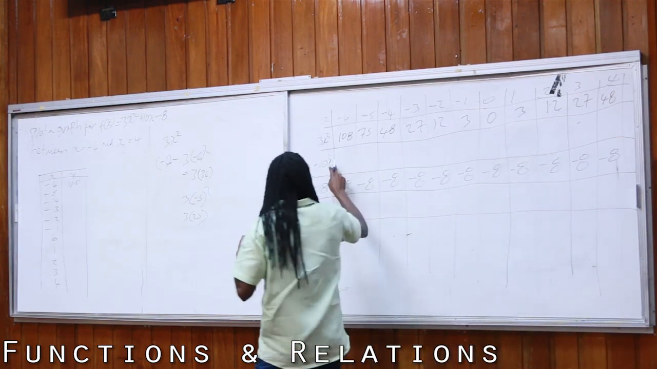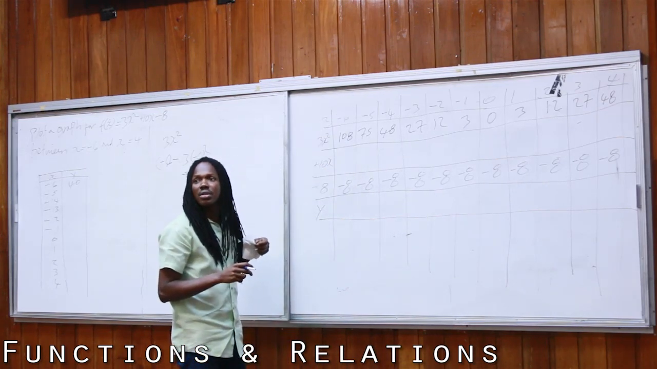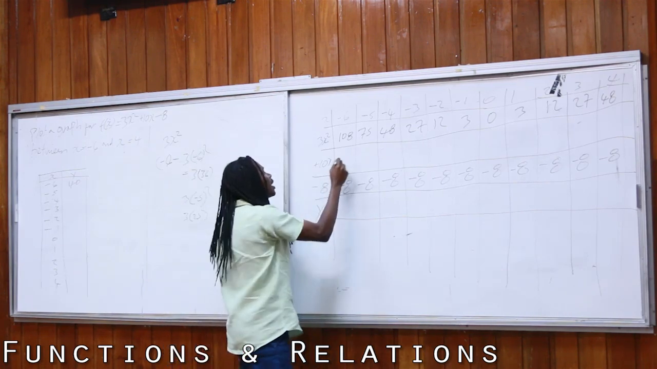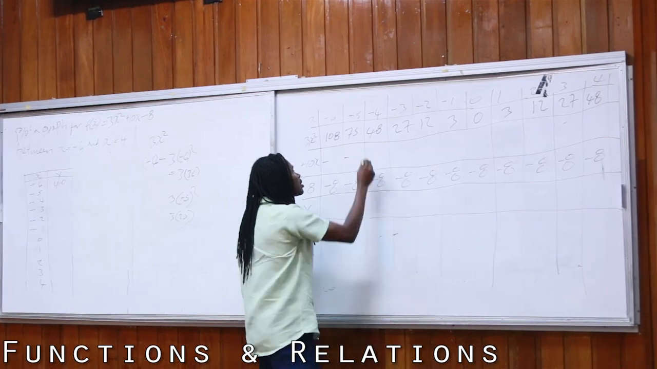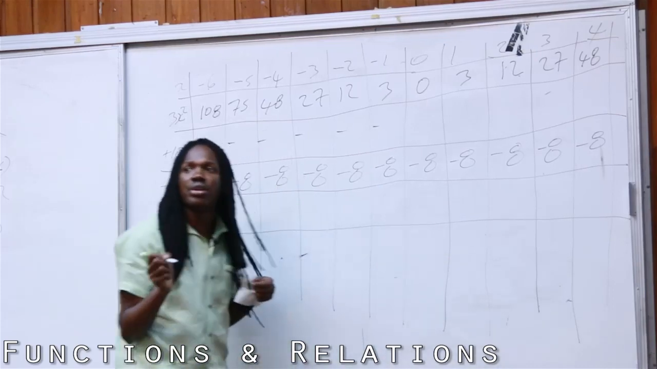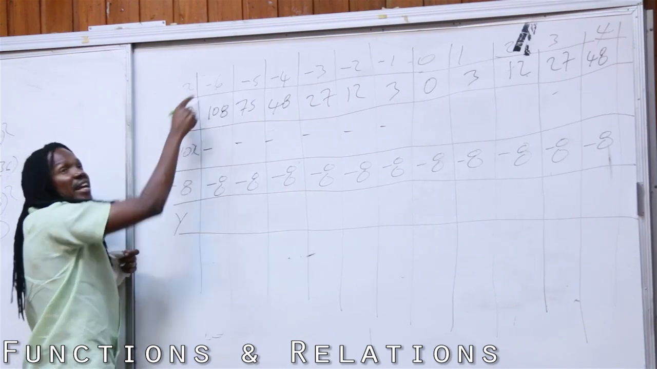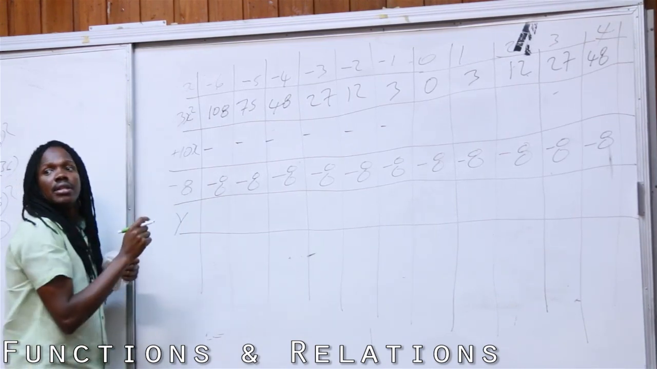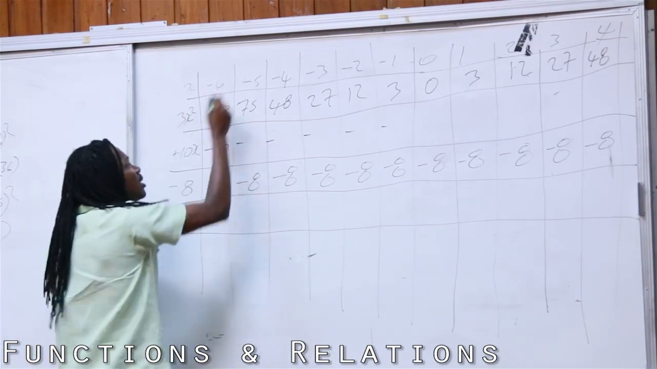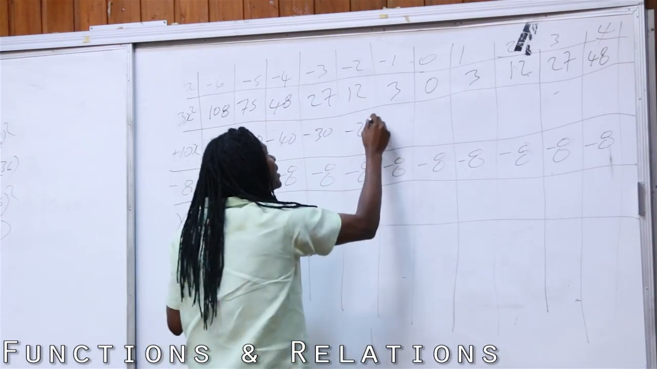Then now we say 10x: 10 times minus 6. That's going to be minus. How do I know? Because the signs are different. So I'm just going to write my minus quick and fast. 10 times 6, 10 times 5: 40, 30, 20, 10.